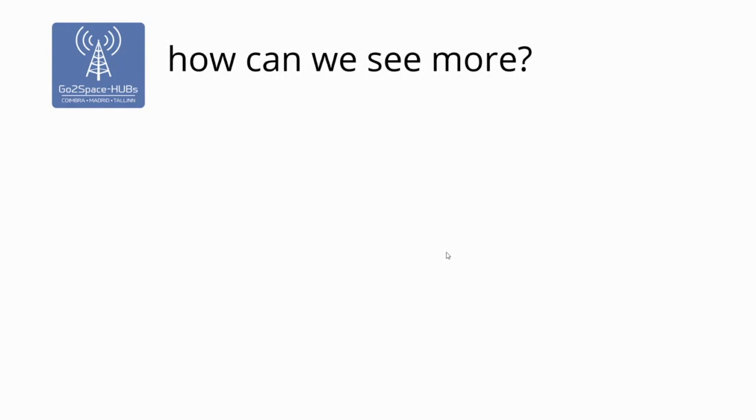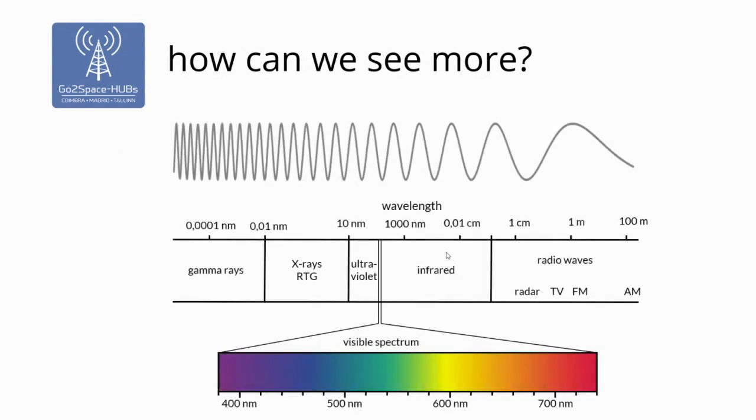So how can we see more with remote sensing? Here we have a drawing of the electromagnetic spectrum. The whole electromagnetic spectrum is actually everywhere, almost. This thin part here is the visible spectrum. That's the only part we can see with our eyes, from 400 nanometers to 700 nanometers, from blue to red in general.